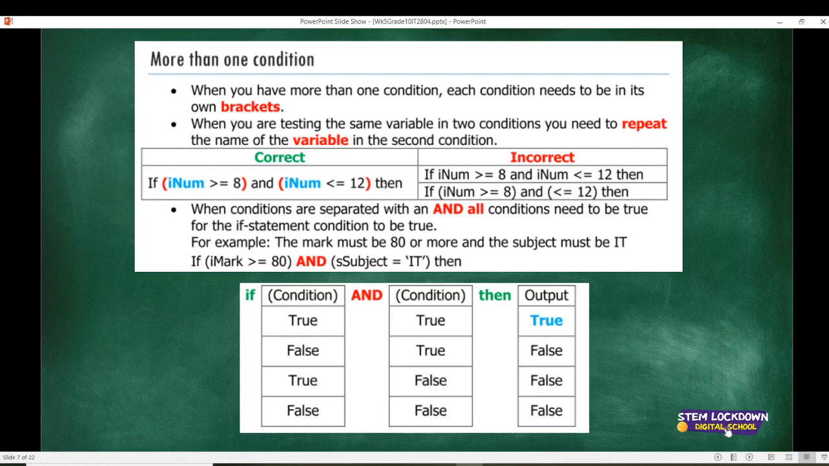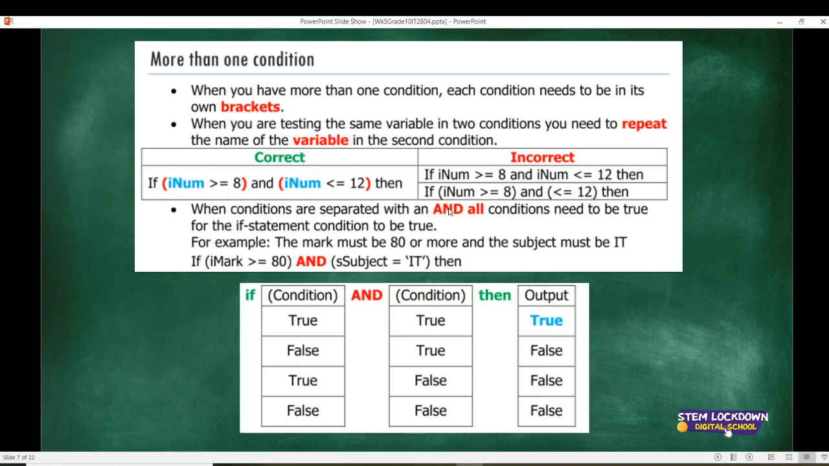What do I mean by that? If you have a look over here, here are 2 examples of incorrect code. The first one has left out the brackets. Delphi is going to give you an error if you try and do that. You've got to put brackets around each one. The second one over here indicates how you think: if I num is greater than or equal to 8 and less than or equal to 12, I don't have to repeat that I'm talking about I num when I'm speaking English. But when I'm using code, I have to be specific. I have to tell my programming language what I'm talking about.